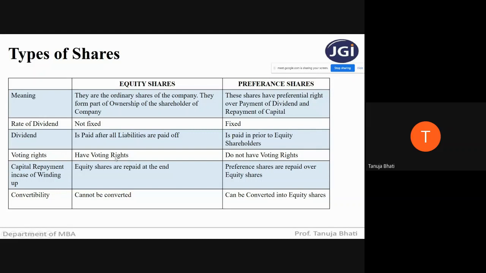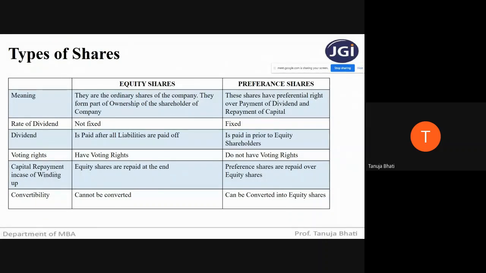Suppose any decision has to be taken in the company. All equity shareholders are given the particular proposal that this particular decision has to be taken. There will be voting. Based on the maximum votes, the decision will be taken either in favor or against it. So all the equity shareholders have voting rights. That means they can participate in taking the decisions of the company. Whereas preference shareholders do not have voting rights, which means they cannot take the decisions of the company.